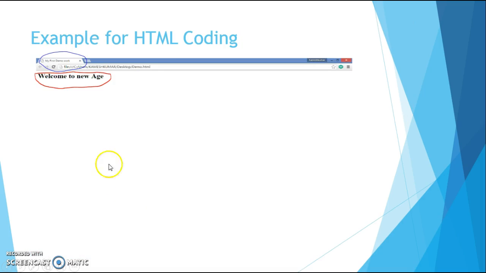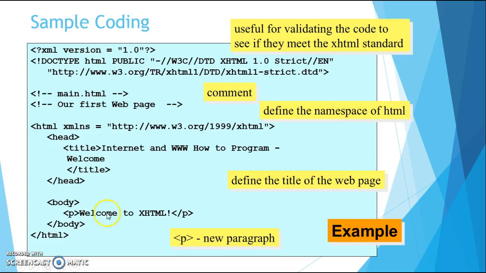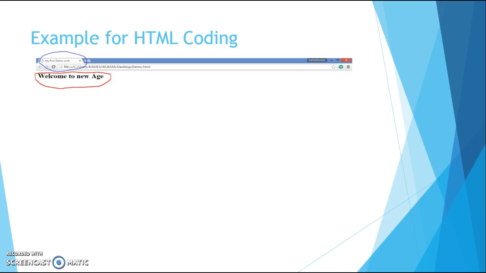Here I am showing the output of a particular page in the browser. Once you complete coding these things, you should save the document with the file extension .html, and you can open that directly in the browser, and it will be displayed like this in the web browser. Here the blue circle represents the title of the page that was defined in the head tag. And this one, Welcome to New Age, is the body of the page that was given in the body tag.